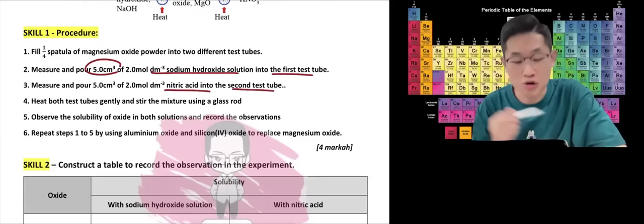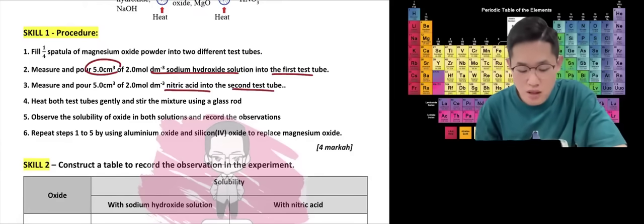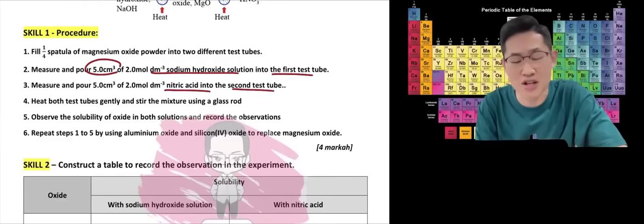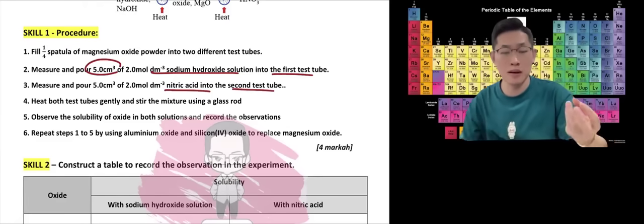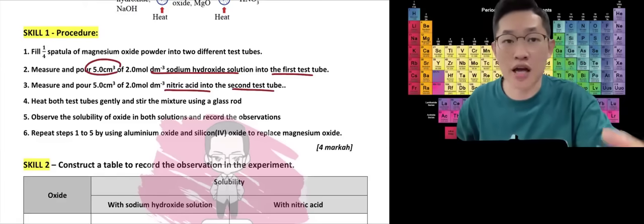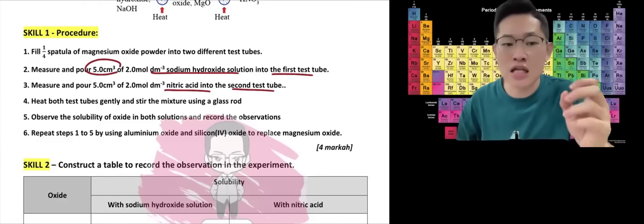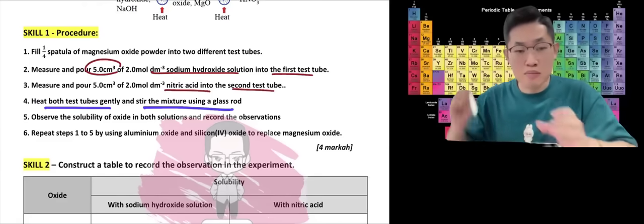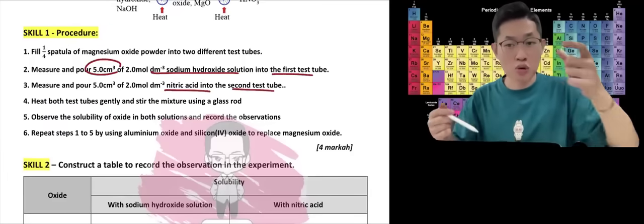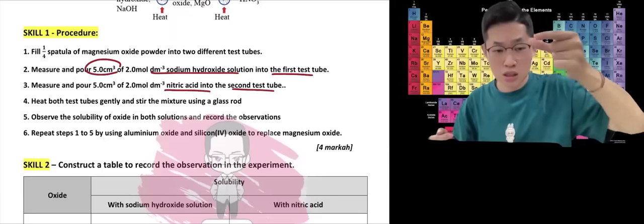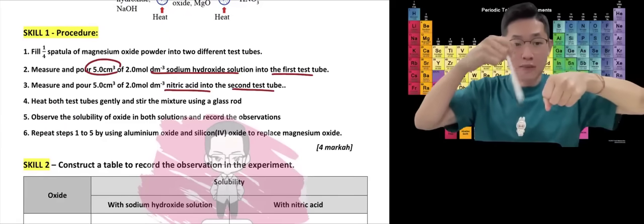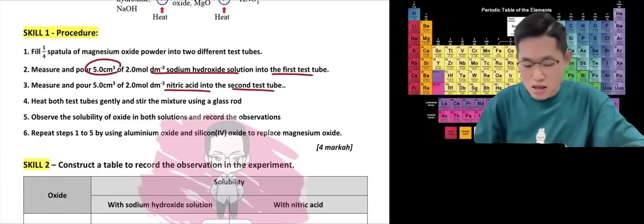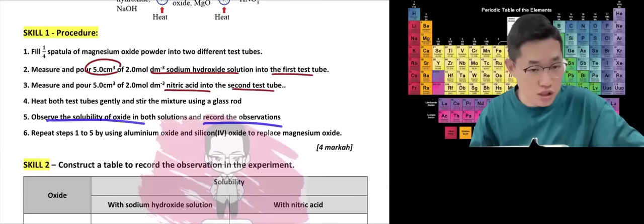And then if you are given a Bunsen burner, you can heat the mixture gently. That means you don't have to heat it until it boils, okay? Because the oxide powder, even without heating it, it will also have reaction. Heating it is just to speed up the reaction. So heat it gently, stir the mixture at the same time. So you will have a test tube holder. You just hold the test tube with the holder and then you stir it while heating it. Okay, then put it aside, another one like that. Observe the solubility and record the observation.